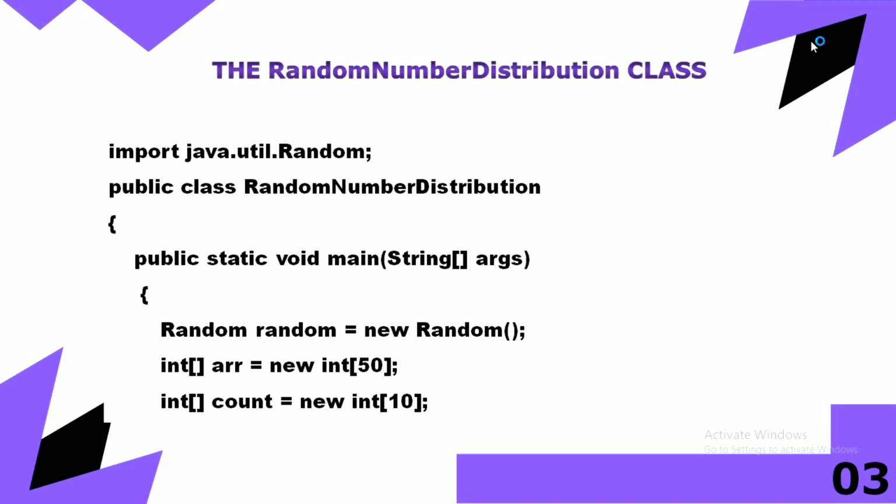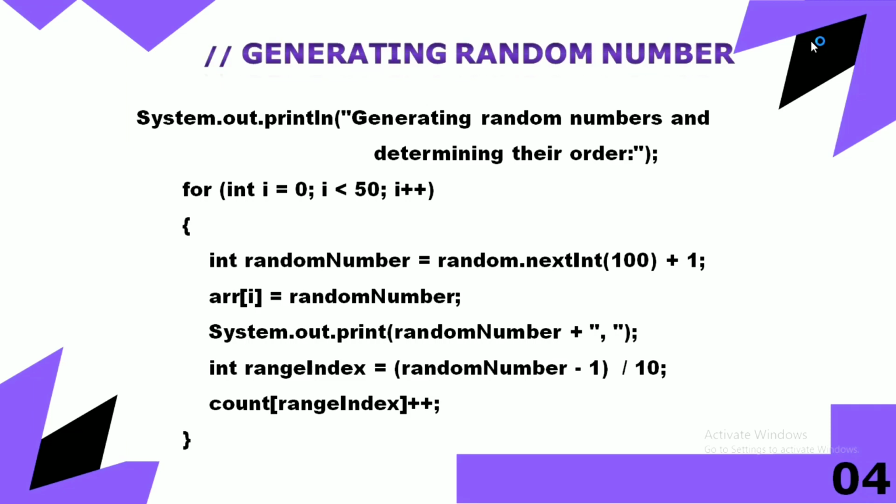Now, let's move on to generating the random numbers. First, we display the message "Generating random numbers and determining their order." Then, inside the for loop, we declare a variable named randomNumber of type int, which is used to store the generated random number at each iteration of the loop. To ensure that the random number is within the range of 1 to 100, inclusive, we initialize this variable with the expression random.nextInt(100) + 1.